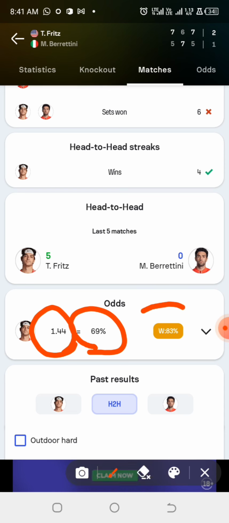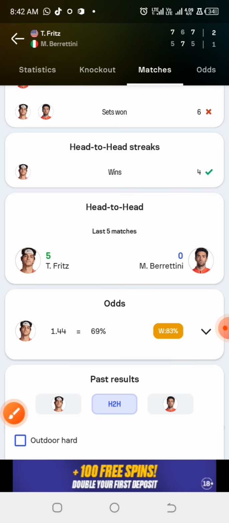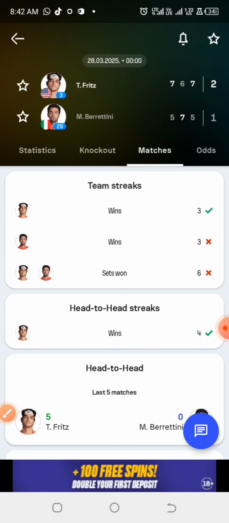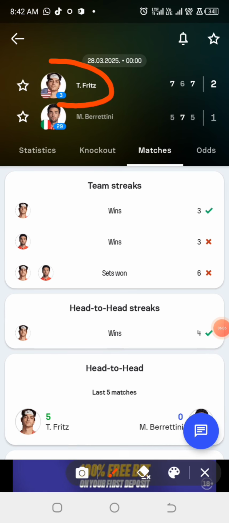So this particular thing that you are seeing here, which happens to be 83%, shows that every time they allocate this kind of odd, where player one has a 69% chance of winning the match, it always comes out successfully at 83%. That shows that in this game there is a high chance of player one winning. So you have to consider all these factors together, and then you go for player one to win at least a set, and that is this guy Fritz.